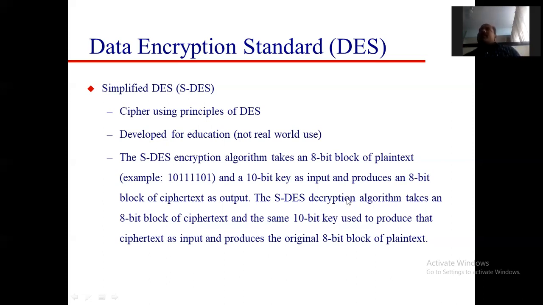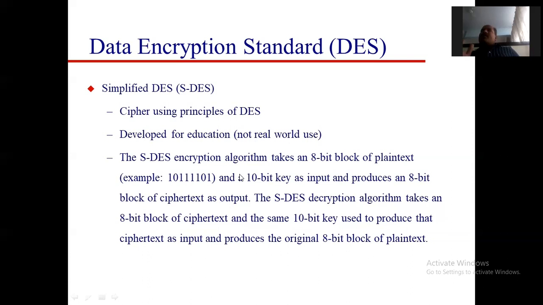The SDES decryption algorithm takes again an 8-bit block of cipher text and the same 10-bit key that was used to produce that cipher text as input, and produces the original 8-bit block of plain text. Whatever 10-bit key is there, it is common for the encryption as well as for the decryption. The 10-bit key is nothing but a shared secret key, which is common for the sender side as well as the receiver side.